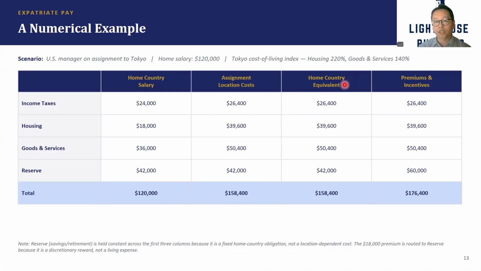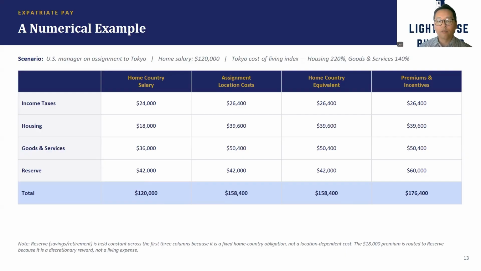In practice, this is often done through tax equalization. The employee is only charged what they would have paid in US tax, which is $24,000. And the company quietly picks up the extra $2,400 in Tokyo tax on their behalf. Either way, the employee ends up financially whole.